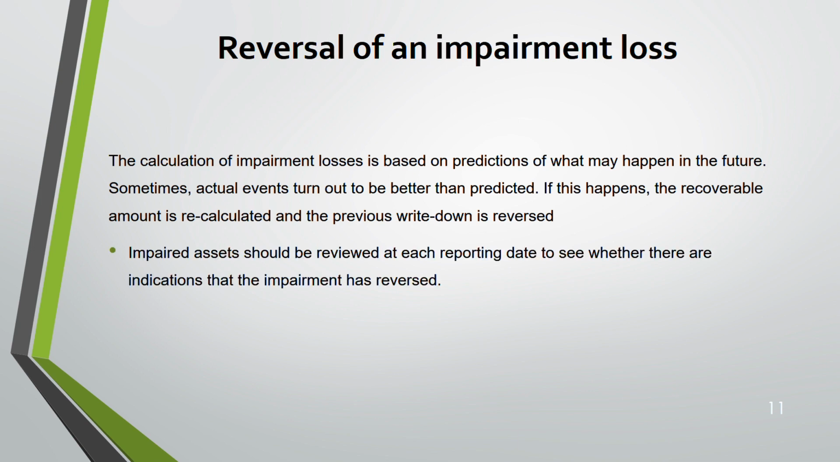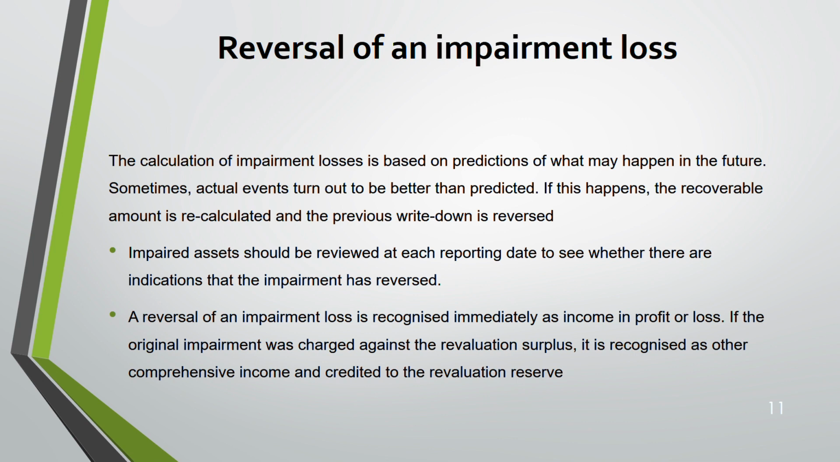Okay. So any impaired assets, now you need to review to see whether there is any indication that impairment has been reversed. That means any indication that condition has improved. If it is so, you have to reverse the impairment loss. And any reversal of impairment loss that was recognized in profit and loss, you have to reverse it. Now you have to write it as a profit.